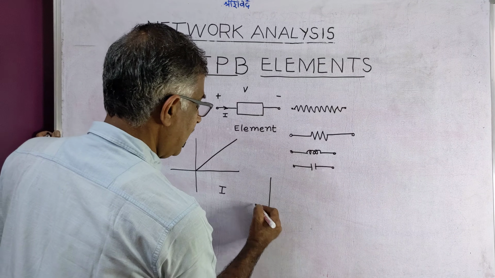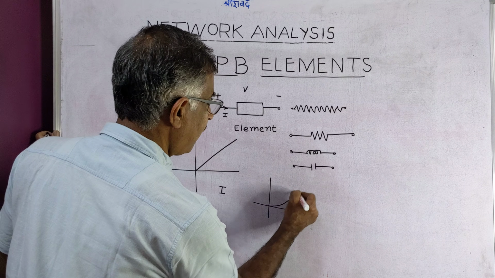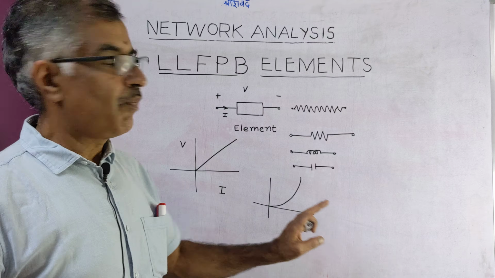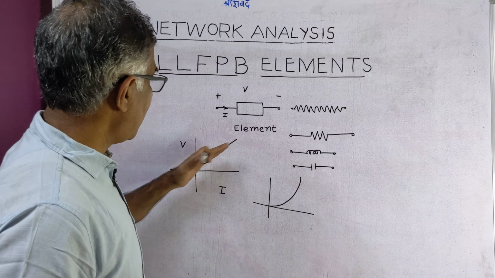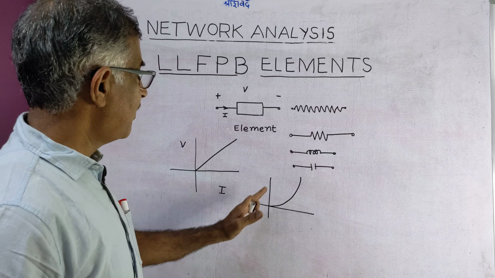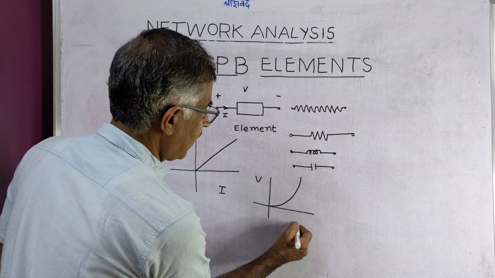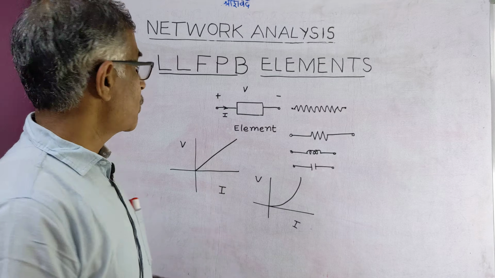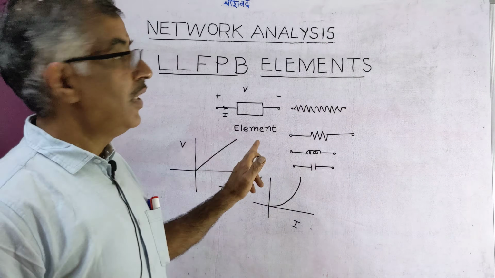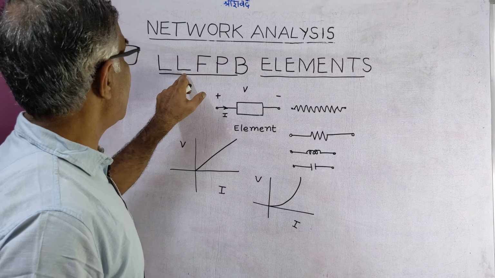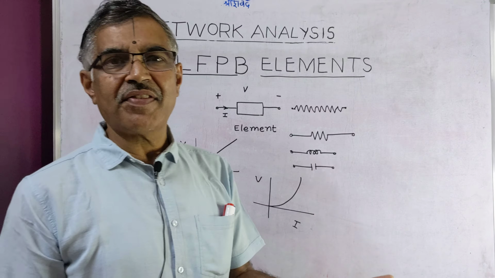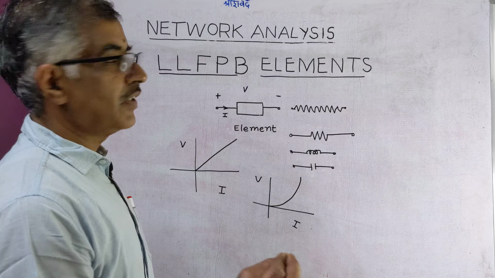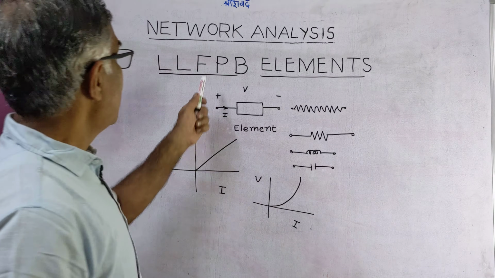Sometimes the relationship takes the form of a parabola. Then it is said to be non-linear. So when there is no relationship like this, it is said to be non-linear. We assume that elements are all supposed to be linear. Okay. Next, finite. Finite means definite. So if the parameter value is finite, then it is said to be a finite element.